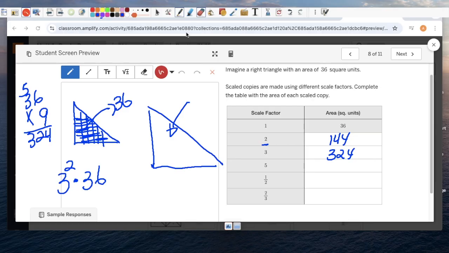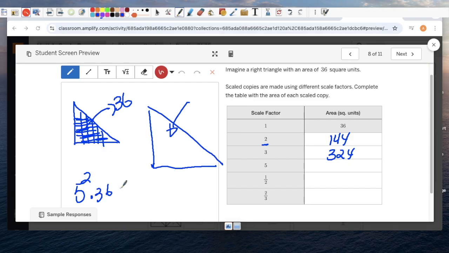What if it was a scale factor of 5? Well, take the scale factor, raise it to the second power, and multiply by 36. 5 to the second power is 25. Now multiply that by 36, and you're going to get 900.